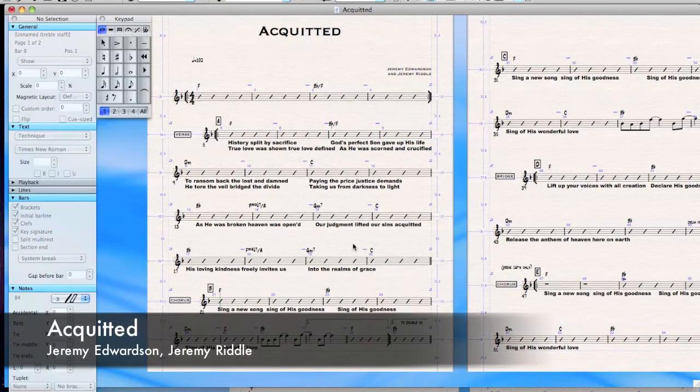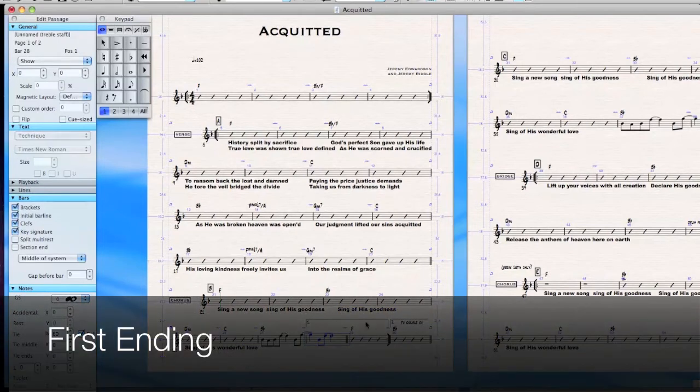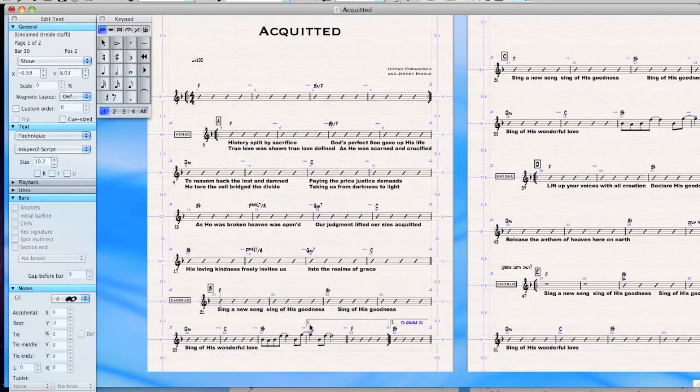So now this song, Acquitted by Jeremy Edwardson and Jeremy Riddle, employs a new concept down here. A first ending and a second ending. The bracket with the numbers. Now, in the last screencast, we talked about repeats. And repeats are always pointing inward to each other. If you see one of these, then there's got to be another one that it's tied to. And if you saw it already, it's right up here.